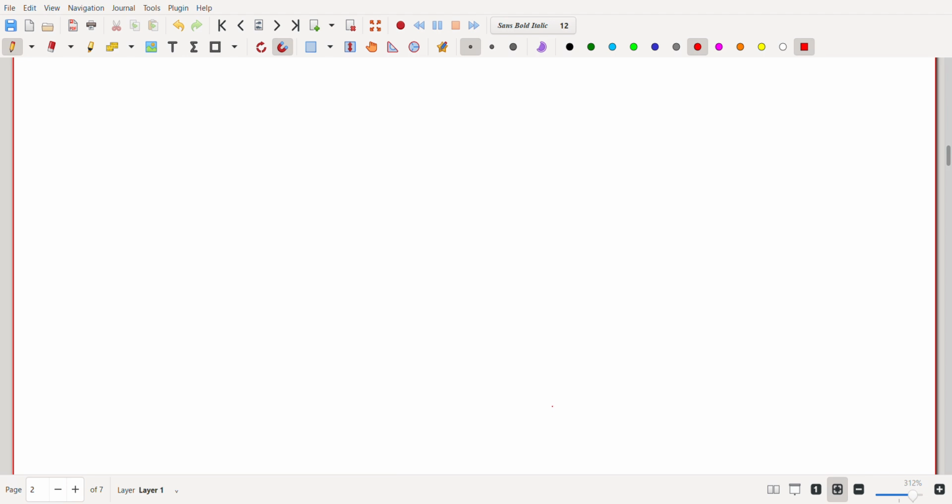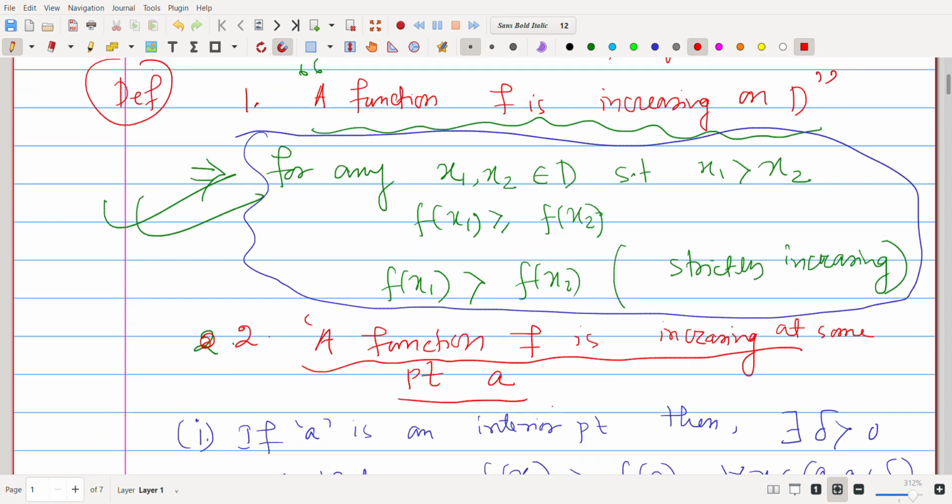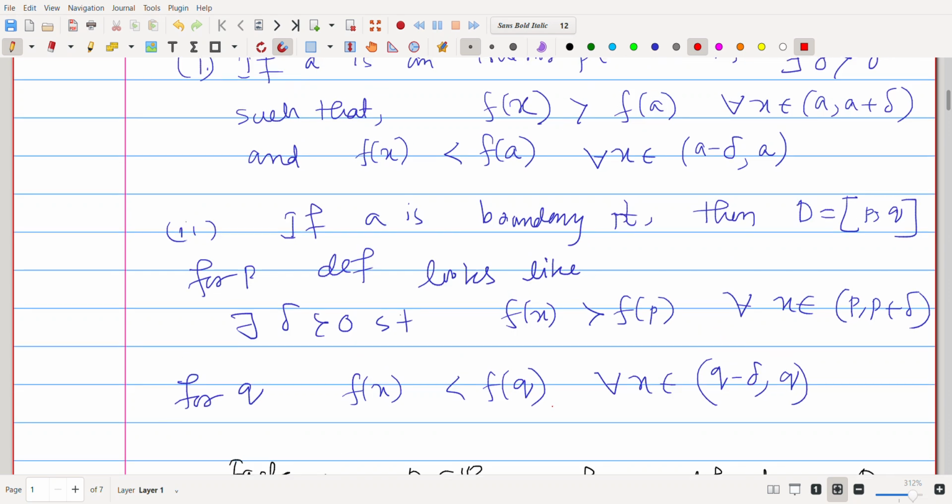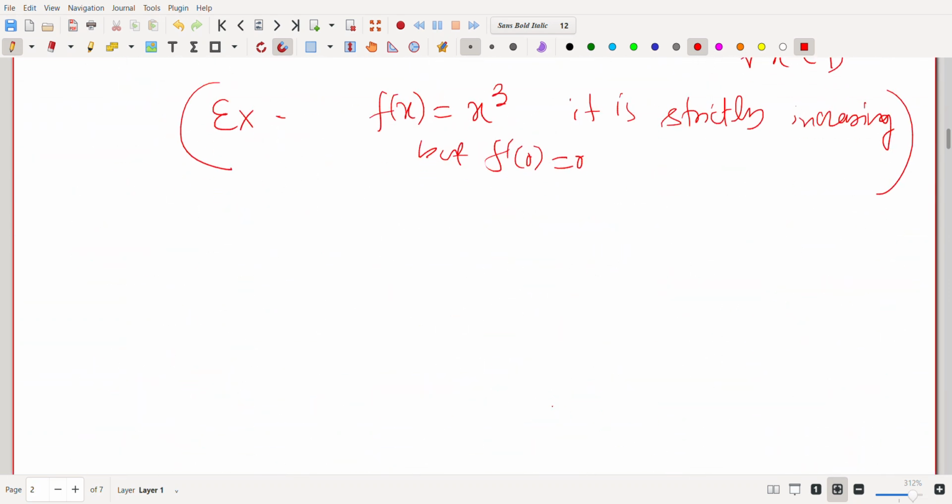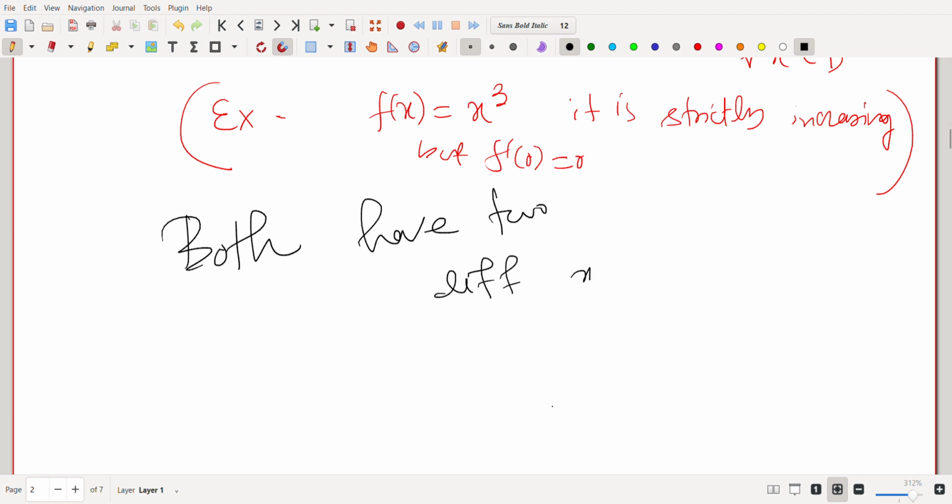But the most important thing in this video is that you need to know the definition of two important things. One is a function being increasing or decreasing on an interval, and the other is a function being increasing at some point. Both have two different meanings. Very, very important. You need to know this. Then you can solve it.